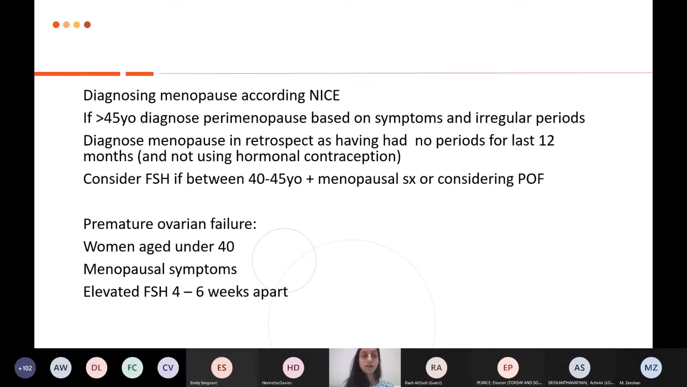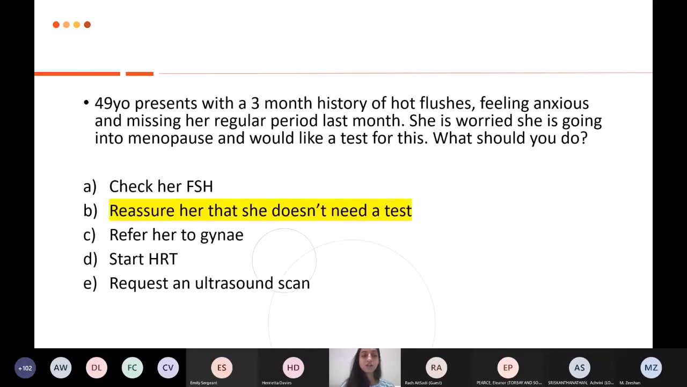So in her case, unfortunately, she doesn't quite warrant a test because she doesn't hit that middle period of 40 to 45. But you might think about starting her on HRT, and depending on what she tells you about her red flags, you might think about an ultrasound scan. And if you're not winning with her symptoms, you might end up referring her to gynae. So yeah, all plausible things.